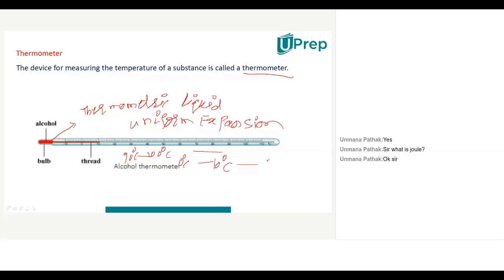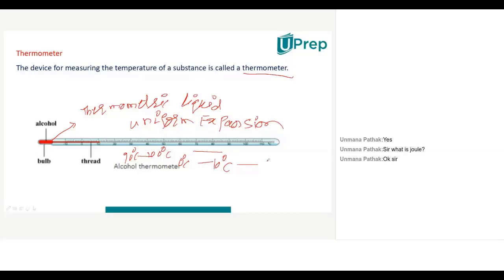And in the diagram given here, which type of thermometer is there? Alcohol thermometer. Okay. And apart from the alcohol thermometer, generally which types of thermometers do we use? Digital thermometers. Mercury. Right. So nowadays we are using digital thermometers, but before that mercury thermometers were used.